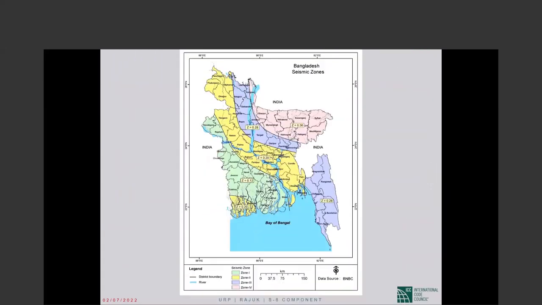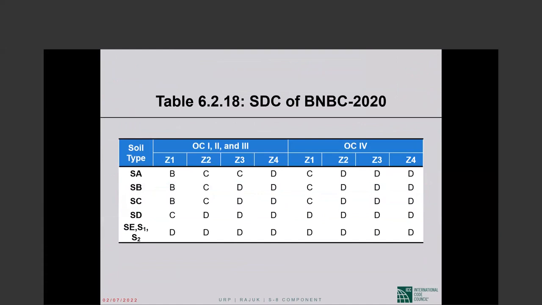Okay. The zone map. The BNBC gives you, like so many other things, the design categories in this table. You don't have to do anything. Okay. So the site class and the seismic zone of your structure and the occupancy of your structure.